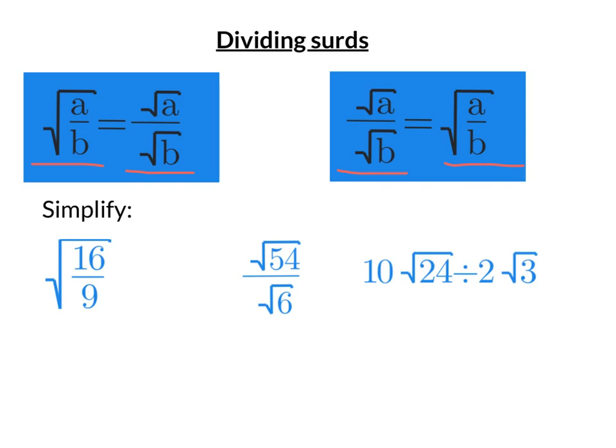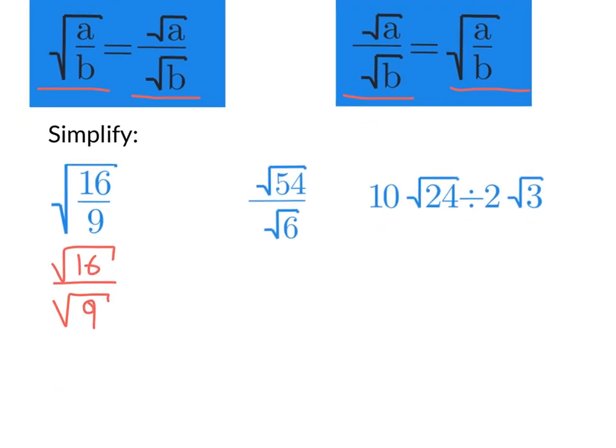So let's look at this, the square root of 16 over 9. So I'm going to switch that into two smaller roots and have them divided. Here, root 16 divided by root 9. Root 16 is 4 and root 9 is 3.